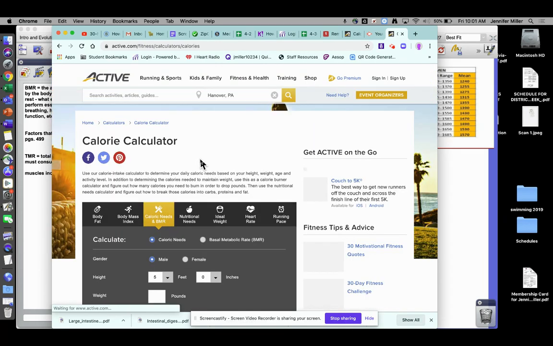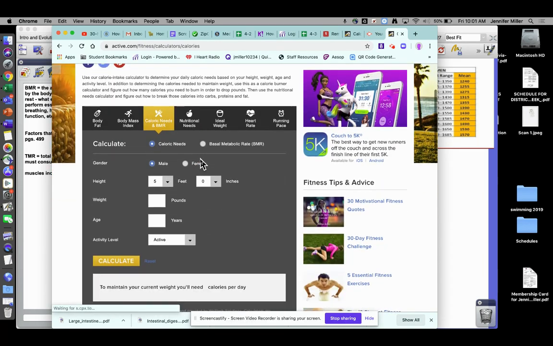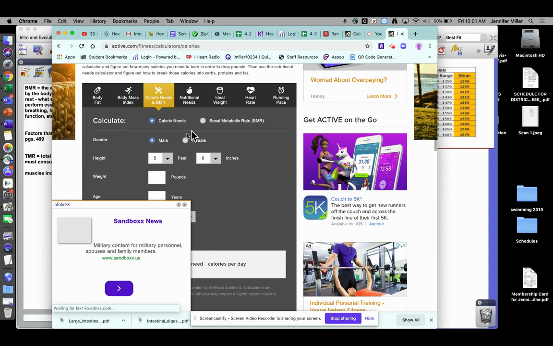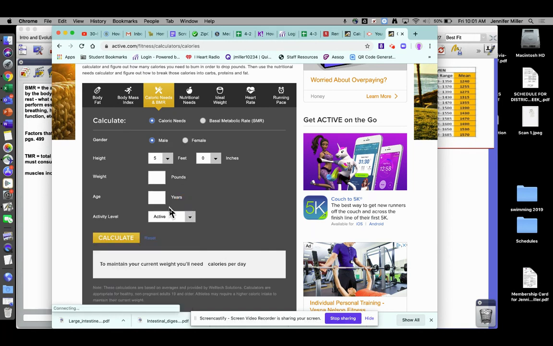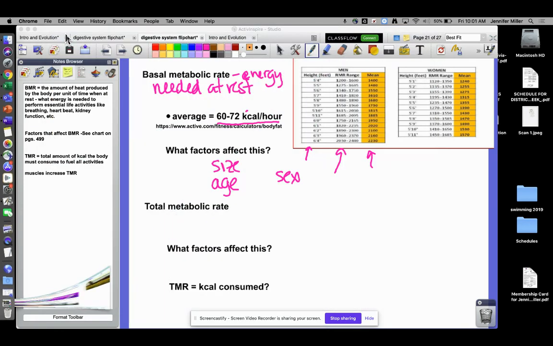We're going to come back here later to show you your BMI. But you can put in here whether you're male or female, your height, your weight. I'm not going to put mine in, and how old you are. And it'll tell you whether you're active or not, and you can calculate it, and it'll tell you what your basal metabolic rate should be. So how many calories do I need a day?